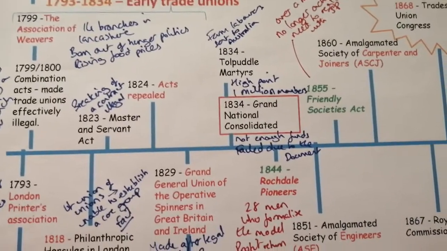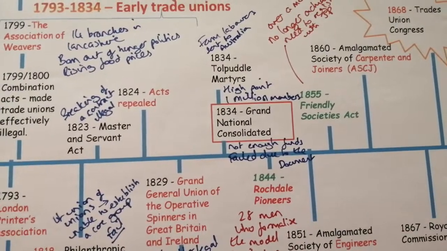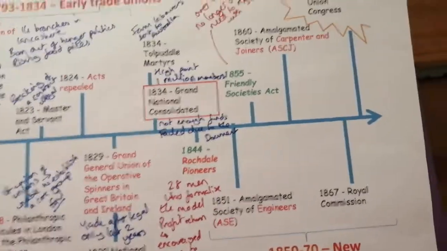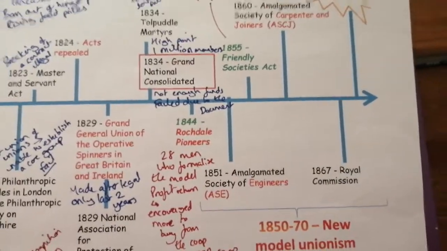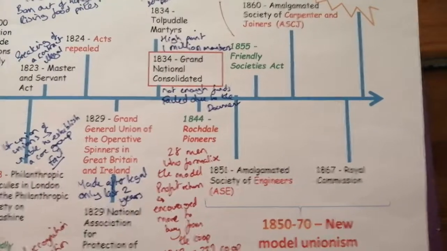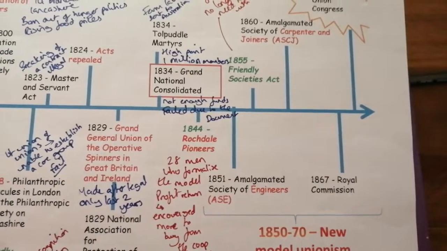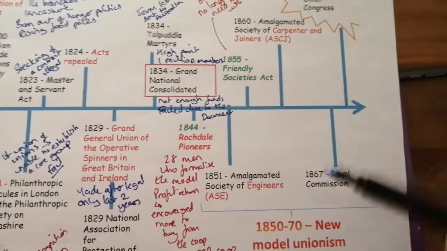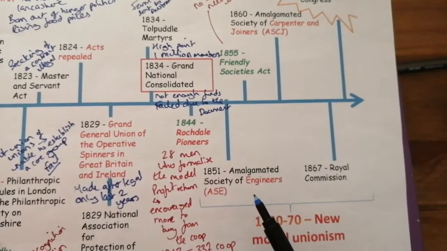All right. This is our 1834 general unions. And again, we stop there because then we have our next period, which is 1850 to 70, which we consider the new model union period. And that's because we see these new models, these new ways of working. And that starts really with the Amalgamated Society of Engineers.